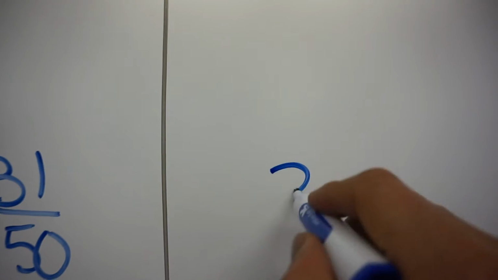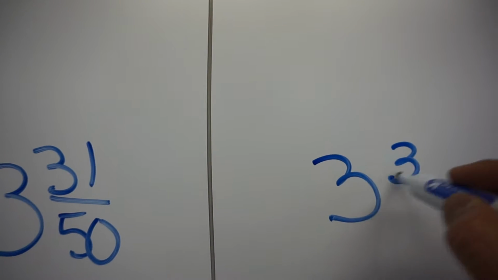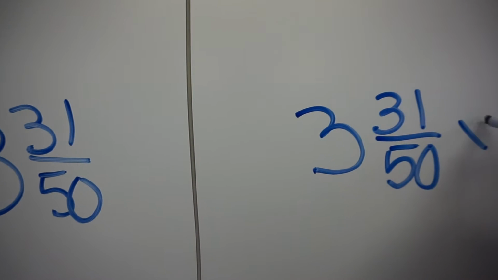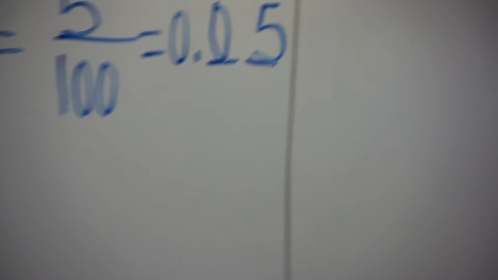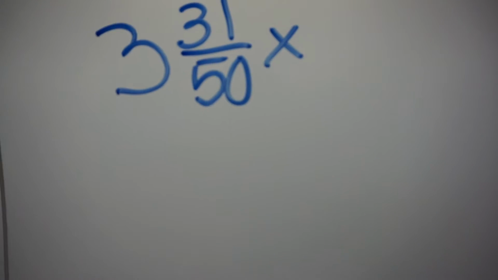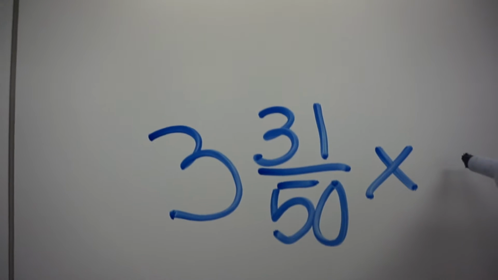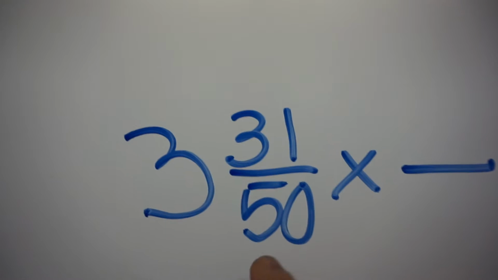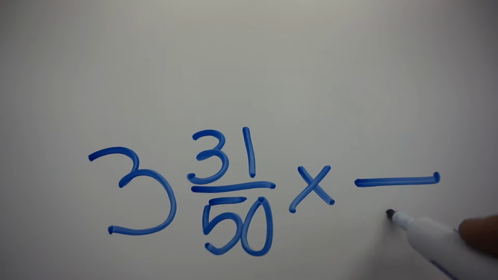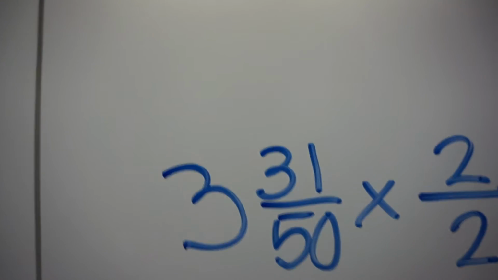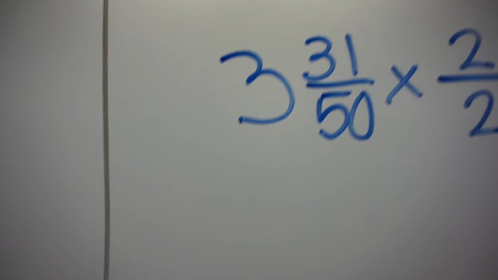Let's rewrite it: 3 and 31/50. Once again, we have to convert the denominator into a tenth, a hundredth, or a thousandth to turn the number into a decimal. So we're going to multiply this by 2. I will say that 5 times 2 equals 10, so 50 times 2 equals 100.